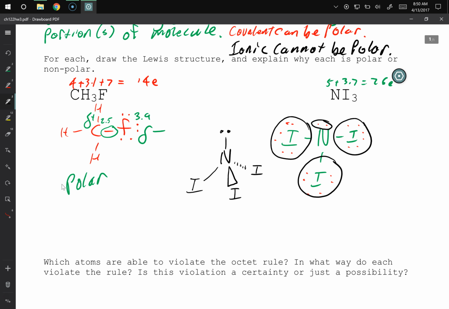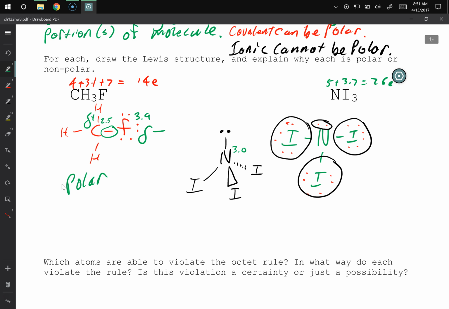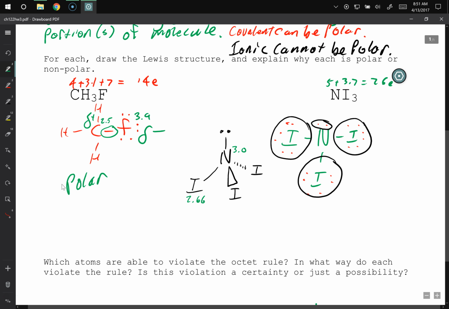What did we do last time to determine if it was polar or nonpolar? What do we have to check? Check the electronegativity numbers. Okay, so the nitrogen is 3.0, and my iodine is what? 2.66? 2.66. Is it really 3.0? Okay.